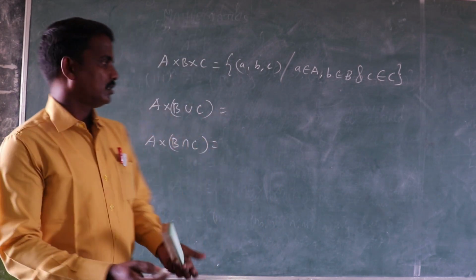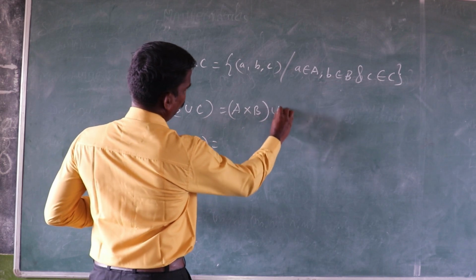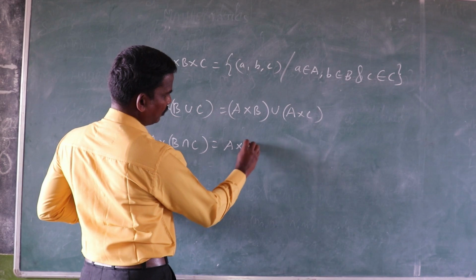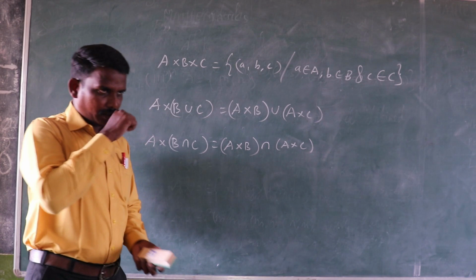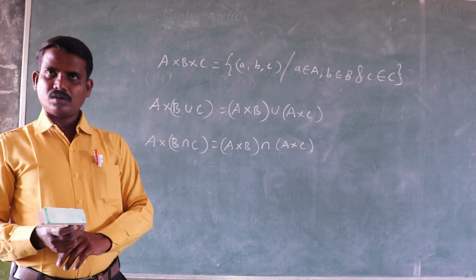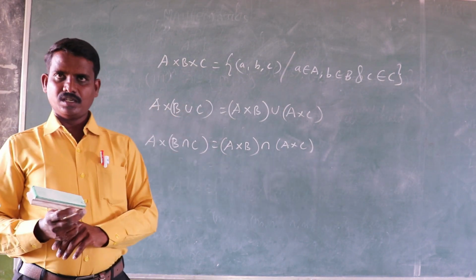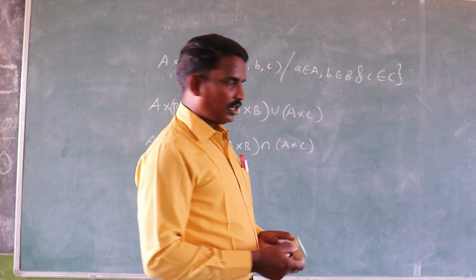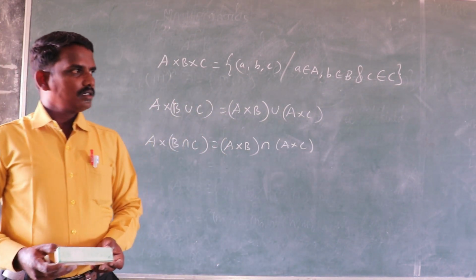Okay, I will say it: A cross B union C equals A cross B union A cross C. Likewise, A cross B intersection C equals A cross B intersection A cross C. These two conditions are equal whether the sets are non-empty or empty. So whether it is empty or non-empty, these two conditions are satisfied in the sets.